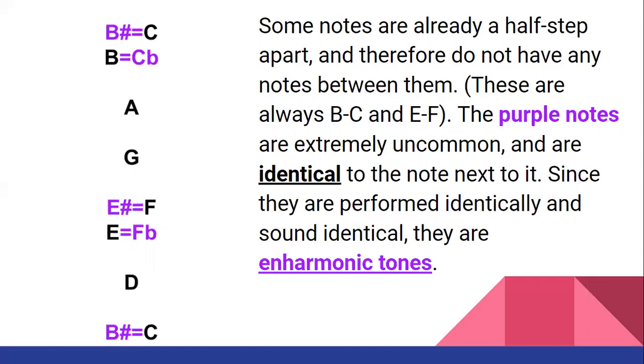Same thing goes for between B and C. If we were to lower C a half step, well, the difference between B and C is already a half step. So if we were to lower that C by a half step by making it C flat, we would just call it B instead. Technically, all of the purple letters are still correct, but the black letters are the more common ones.